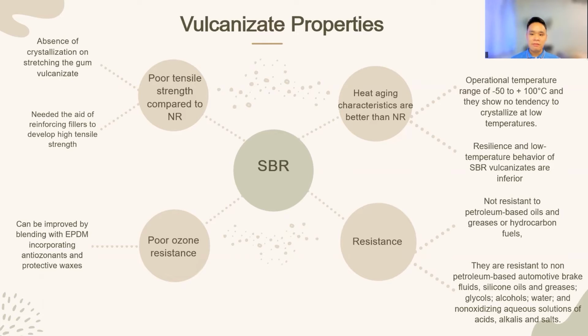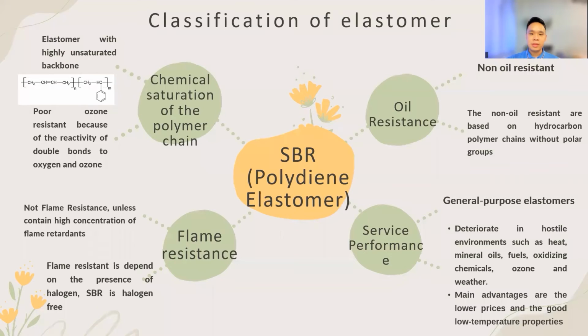Resilience and low temperature behavior of SBR vulcanizates are inferior. The third property is poor ozone resistance. It can be improved by blending with EPDM and incorporating antiozonants and protective waxes. The last property concerns fluid resistance. It does not resist petroleum-based oils and greases or hydrocarbon fuels, but it resists non-petroleum-based automotive brake fluids, silicone oils and greases, glycols, alcohols, water, and non-oxidizing aqueous solutions of acids, alkalis, and salts.